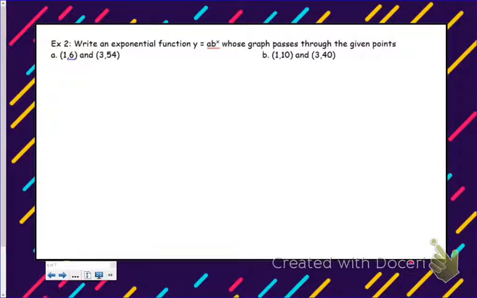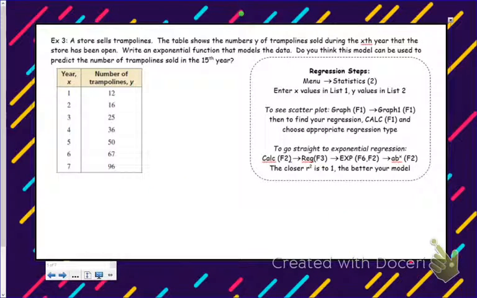All right, so the last thing we're going to look at is regression. You've probably done regression before in previous classes with linear regression, maybe quadratic regression. So we're going to look at exponential regression here. We have a store that's selling trampolines. There's a table of data here, and we're going to use that data to come up with an exponential function to model it. The steps for your regression are on here.